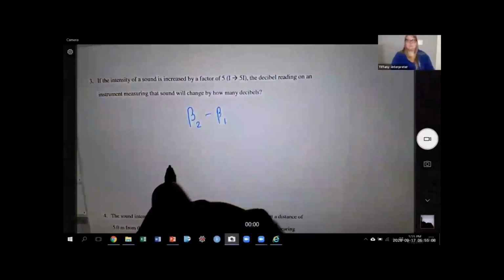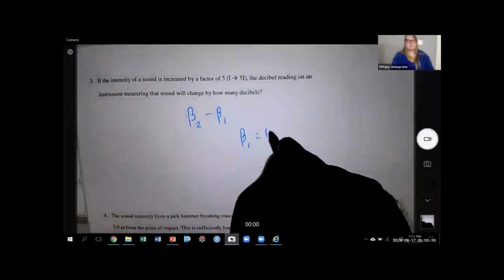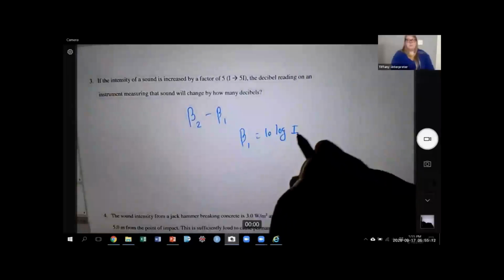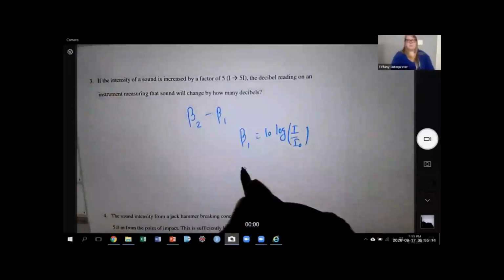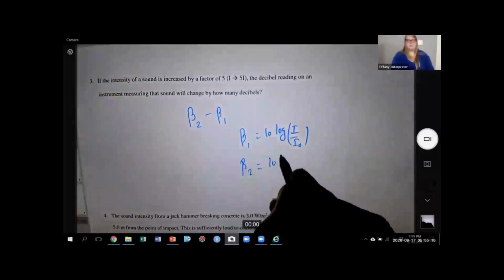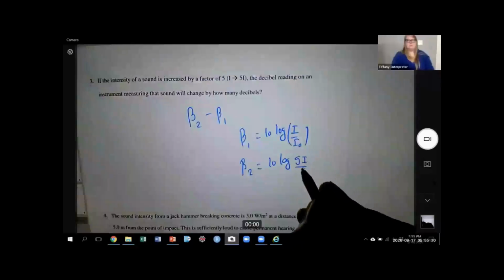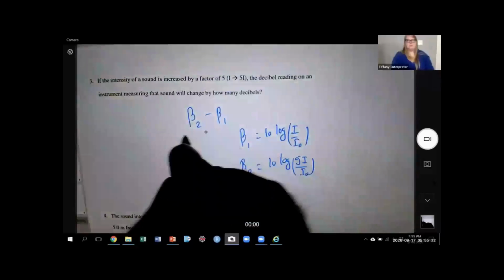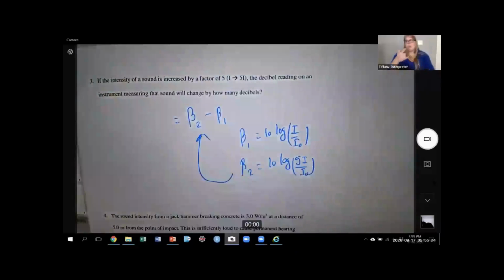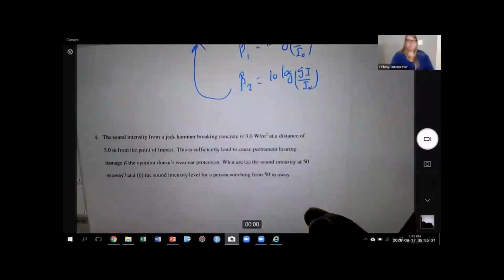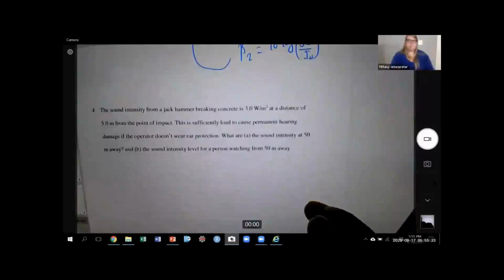So what is beta 1? Beta 1 is 10 log I over I naught. What is beta 2? Beta 2 is now 10 log, you increase the intensity by 5 times, so 5I by I naught. And just take the difference, do some log algebra, and find that out. It's basically the same. So these are all similar.